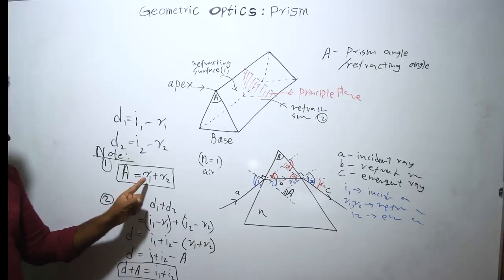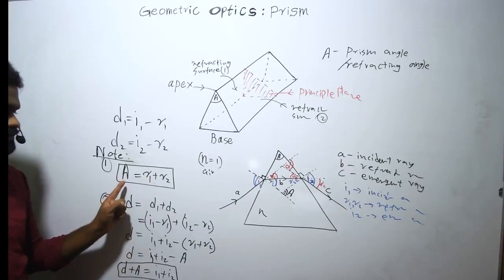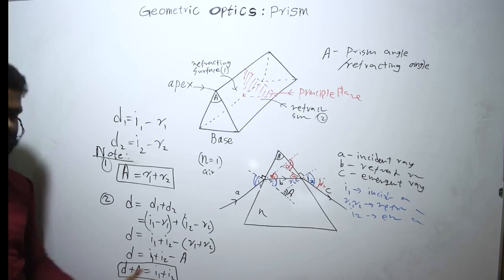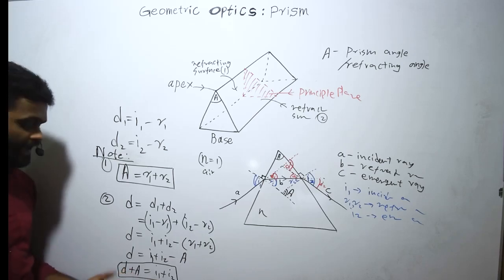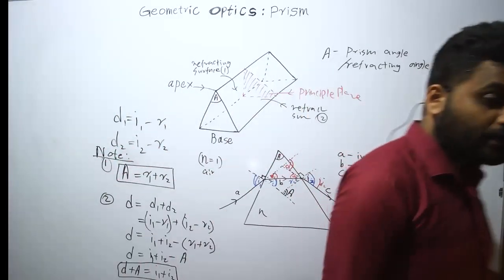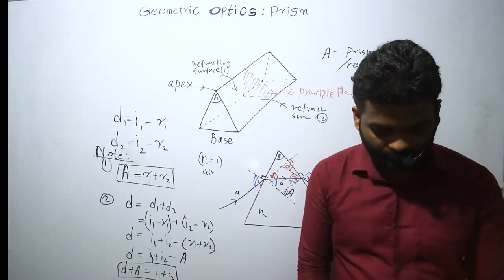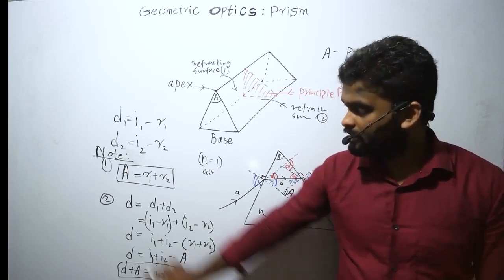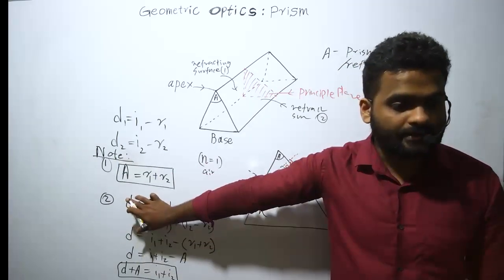So we have R1 plus R2 is capital A. I1 plus I2 is capital A plus simple D. Simple D is the total deviation angle, right? Angle of total deviation. So this is the first one, and this is the second one.